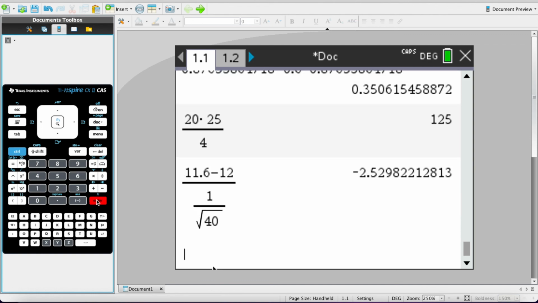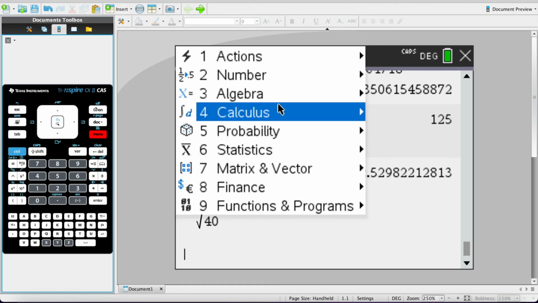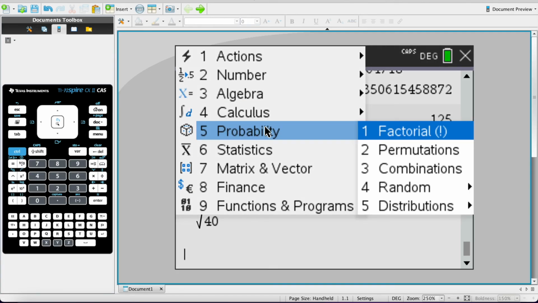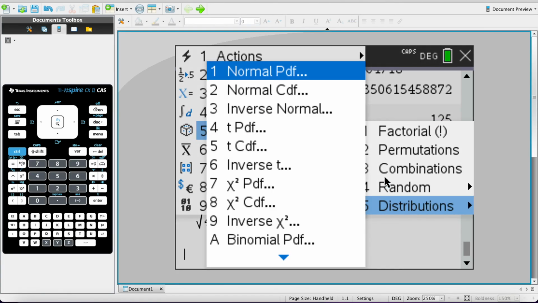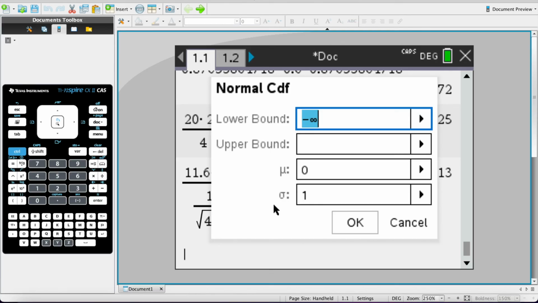So that's your z value. Oh, okay, I think this is a common value, I think it's the 99% or something. Anyway, probability, distributions, norm, CDF, and you want from negative infinity to this negative 2.52.